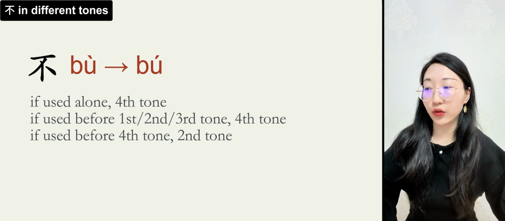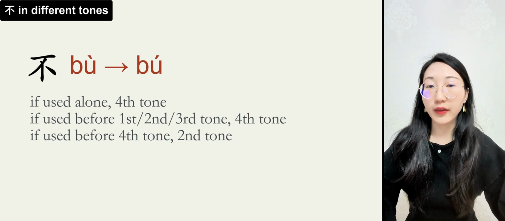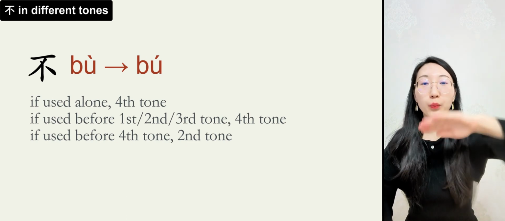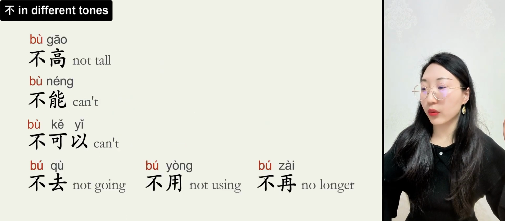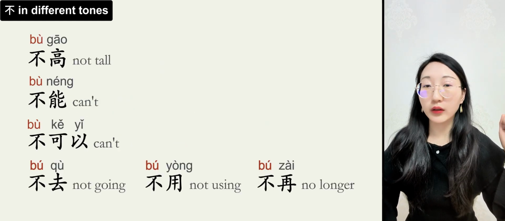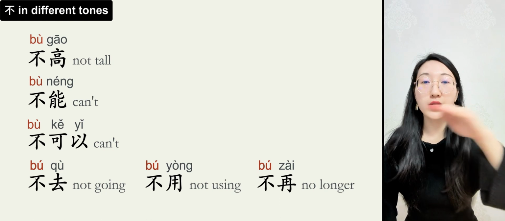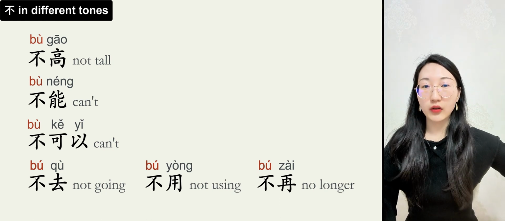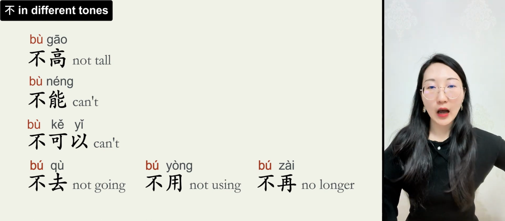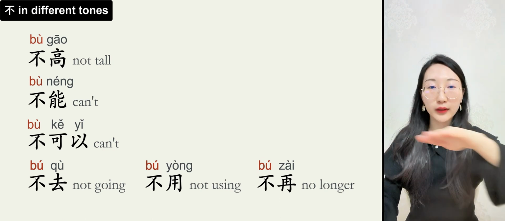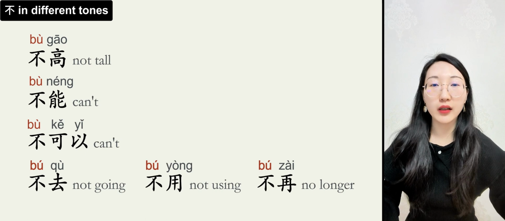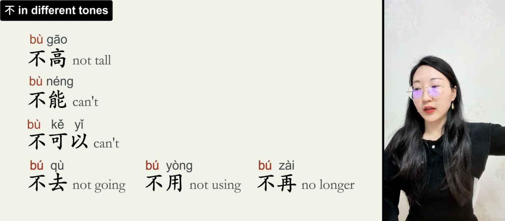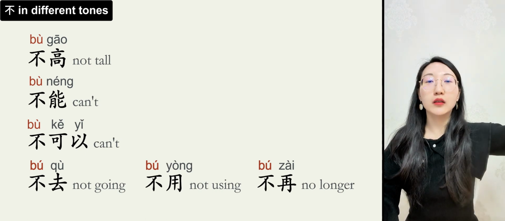But if it's used before another fourth tone, then you change it to second tone, 不. So for example, in these words we just shared, 不高, not tall. 高 is first tone, so it's 不高. And 不能, can't. 能 is second tone, so it's 不能.